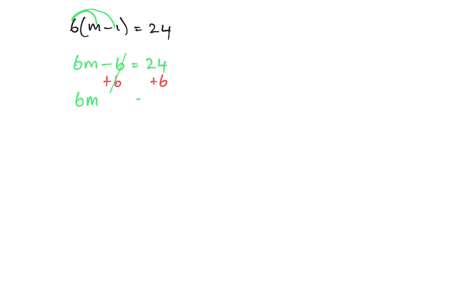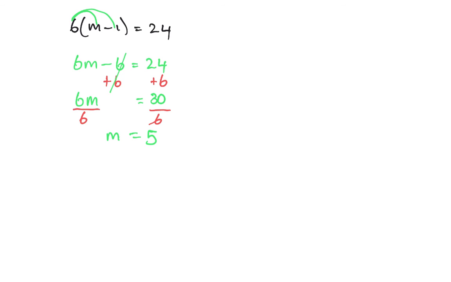All right, let's do 2 more examples. We've got 6 brackets m minus 1 equals 24. So first step, expand the brackets. 6m minus 6 equals 24. Going to plus 6 to both sides. That leaves us with 6m equals to 30. And then we need to divide by 6, and m equals to 5.